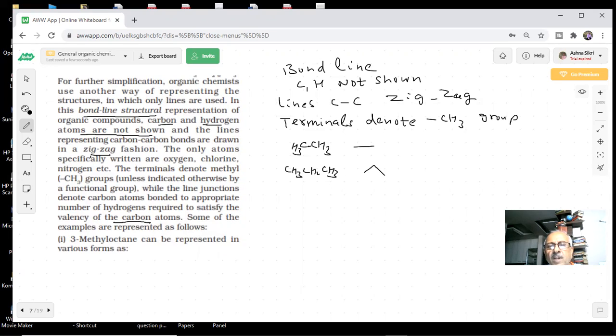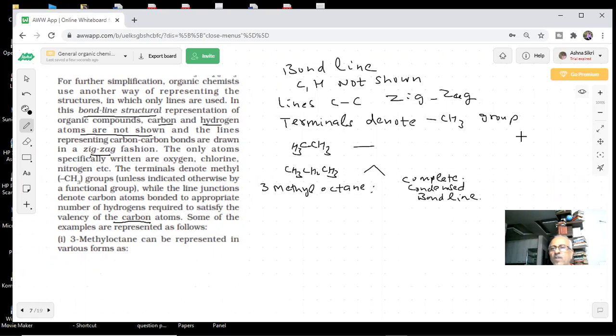Now we are saying 3-methyl octane. I give you 1 minute so that then I can solve it. We have to show the complete form, then the condensed form, and then the bond line representation. We have to show the 3 forms of this 3-methyl octane. You have 1 minute for this. Then we are going to do it here.